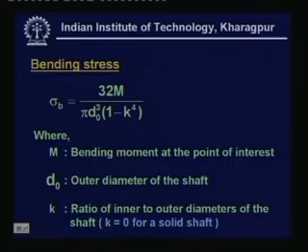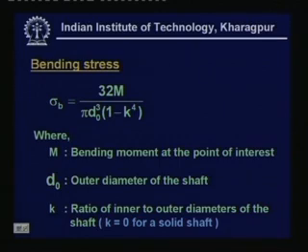You can see the expression: sigma b, denoting the bending stress, equals 32 M by pi d0 cube into (1 minus k to the power 4), where M represents the bending moment at the point of interest, d0 is the outer diameter of the shaft, and k is the ratio of inner to outer diameter. Obviously k equals 0 for a solid shaft because the inner diameter is 0.